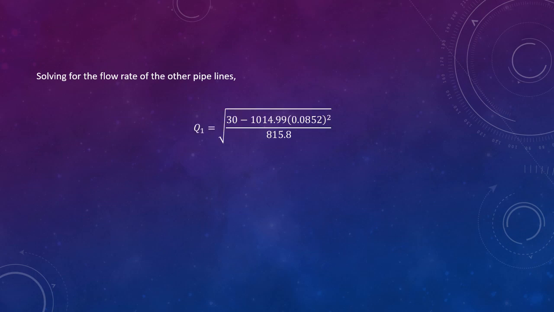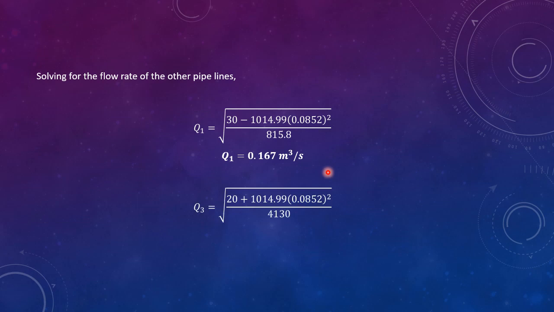Now that we know Q2, we can easily solve for the flow rate of the other pipelines. To solve for Q1, we simply use the equation of Q1 in terms of Q2 and substitute the value of Q2. Therefore, Q1 is equal to 0.167 cubic meter per second. And finally, to solve for Q3, we simply use the equation of Q3 in terms of Q2 and substitute the value of Q2. Therefore, Q3 is equal to 0.0814 cubic meter per second.